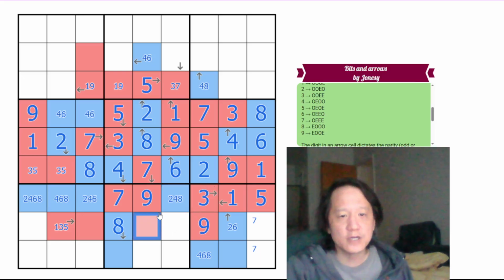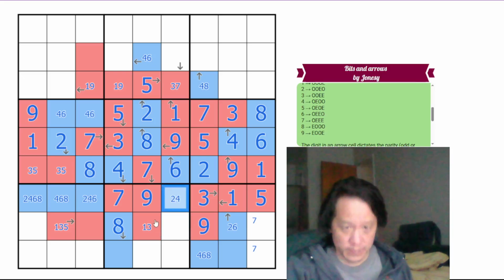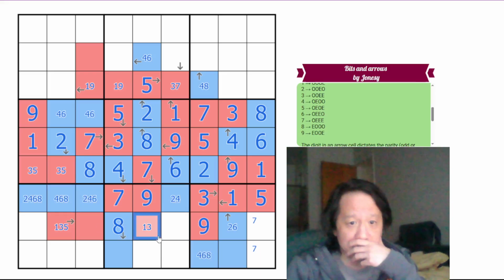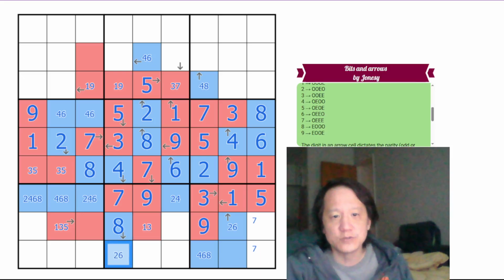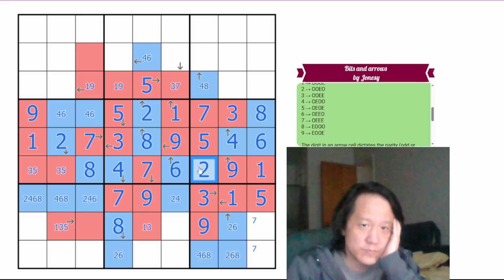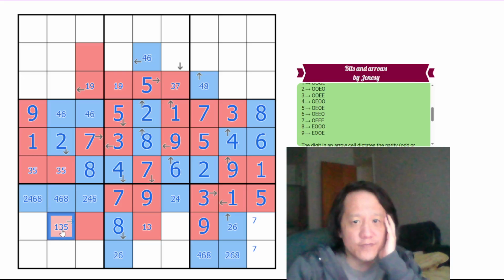This digit cannot be 7, 9, or 5, so it's 1 or 3 as an odd digit. This 8 eliminates 8 here. So we know 8 has to be here and 6 has to be here, but we don't know where. This digit is 2 or 6 here. This digit is 2, 6, or 8. 1, 3, or 5. We don't know.